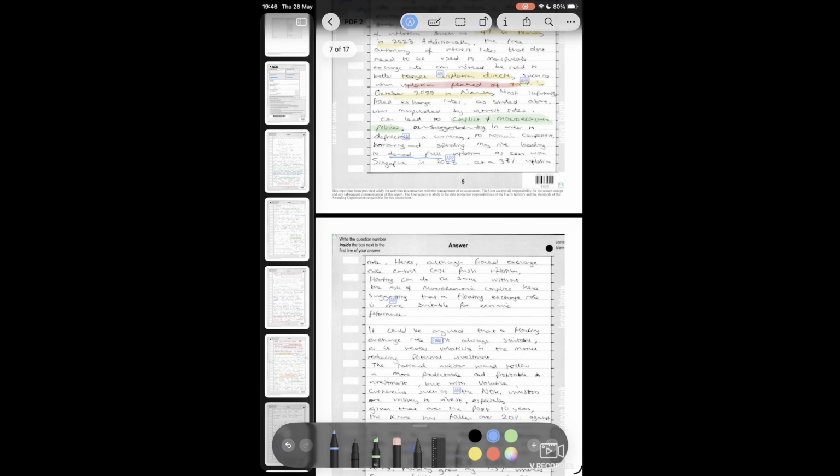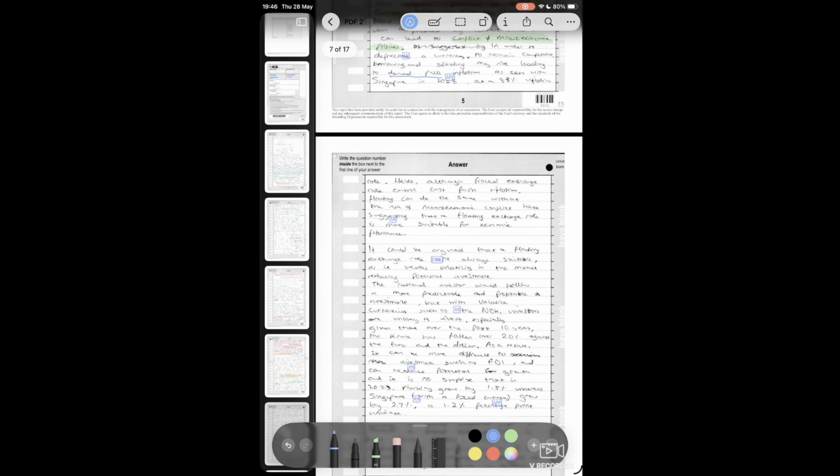staying consistent with that. Hence, finish every sentence with hence. Tell them what you've just argued about. Hence, although fixed exchange rate control cost push inflation, floating can do the same without the risk of macroeconomic conflict, hence suggesting that a floating exchange rate is more suitable for economic performance.